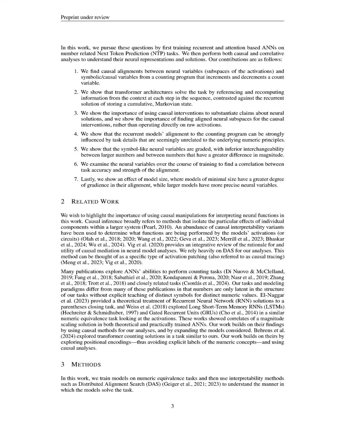Additionally, we demonstrate that transformer architectures utilize context-based strategies, such as referencing and recomputing information, which can lead to more robust numeric reasoning compared to traditional recurrent models. Lastly, our findings on the graded nature of neural symbols and their interchangeability across different numeric magnitudes provide insights that can enhance the design of future neural architectures for improved performance in numeric tasks.